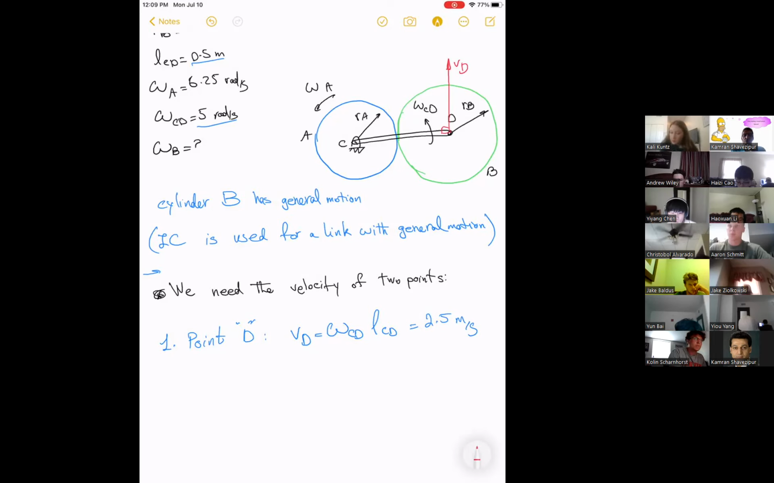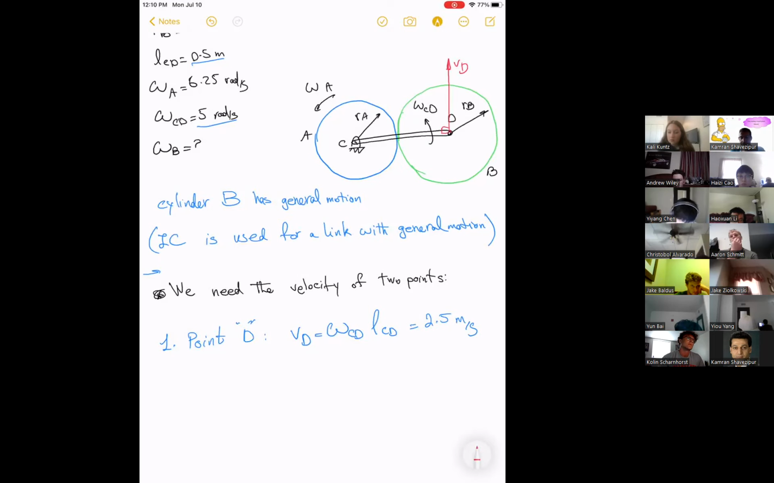And I need another point on the cylinder B that I know its velocity. Remember, we always go to intersections, interaction of the link with other links. That's how you get the points. What else I could use?